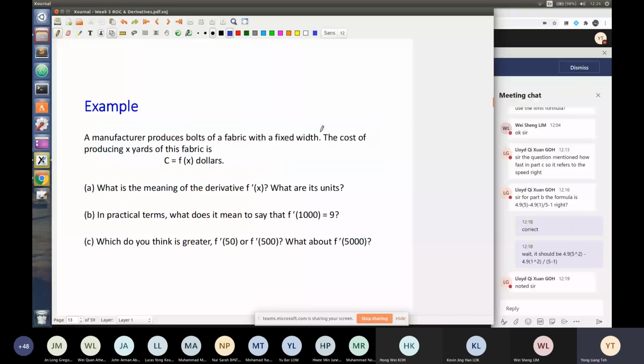So let's take a look at this example demonstrating the rate of change, not pertaining to speed or displacement, but to something more commonly encountered in our daily life. We have a manufacturer that produces bolts of fabric with a fixed width. A bolt of fabric is like when you go to People's Park Center and they sell a lot of fabric or cloth. Usually there is a center roll and your fabric is rolled around it.